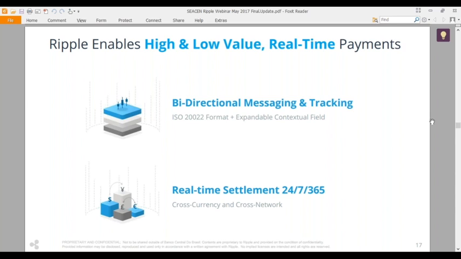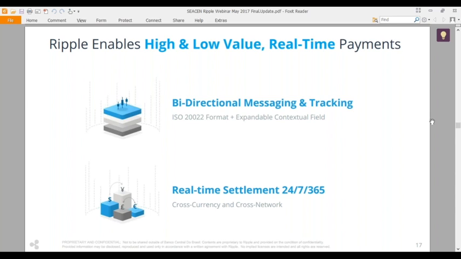Ripple brings together both the messaging and this settlement capability tightly bound together. We're enabling the messaging and we're coordinating that movement of funds on the bank's books. That's crucial to driving a lot of the efficiency that Ripple enables.